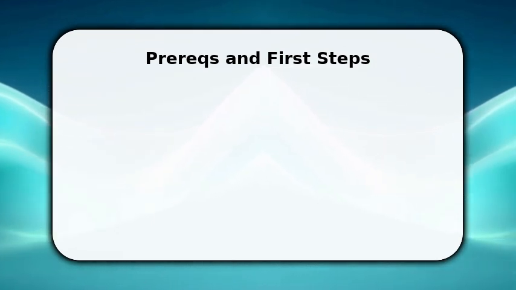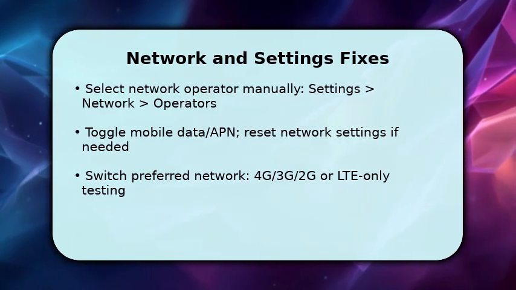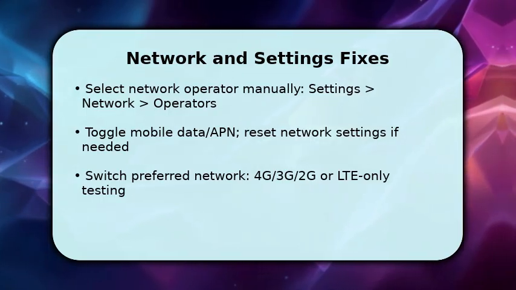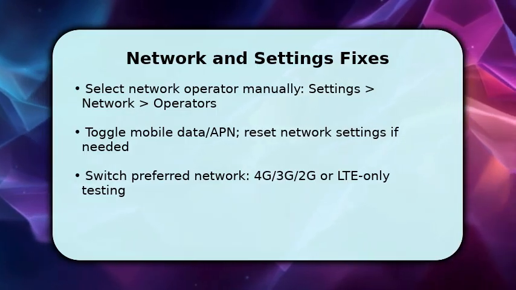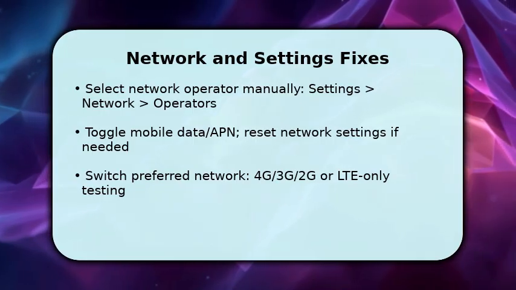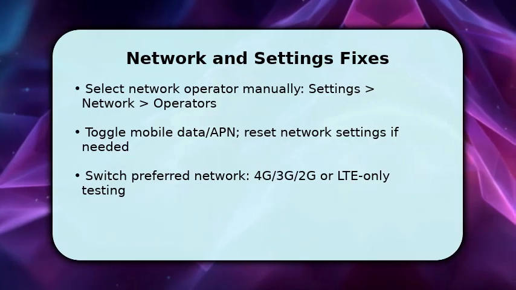Next, dig into settings to restore service. Go to network settings and try manual network selection to find the carrier signal. Automatic selection can fail after outages. Check APN entries and toggle mobile data off and on. If APN is missing or wrong, create exact carrier values. If problems persist, reset network settings to clear corrupted profiles.